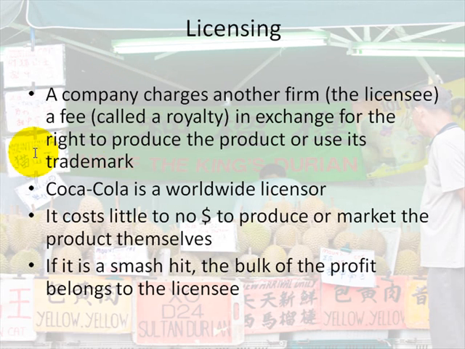Okay, so for licensing, a company charges another firm, the licensee, a fee, and it's called a royalty, in exchange for the right to produce the product or use its trademark. A fantastic example comes to mind: Coca-Cola. Coca-Cola is a worldwide licensor, and probably the largest. The benefit of licensing is that it costs little to no money to produce or market the product themselves. And I'm going to put an asterisk there. In most cases.